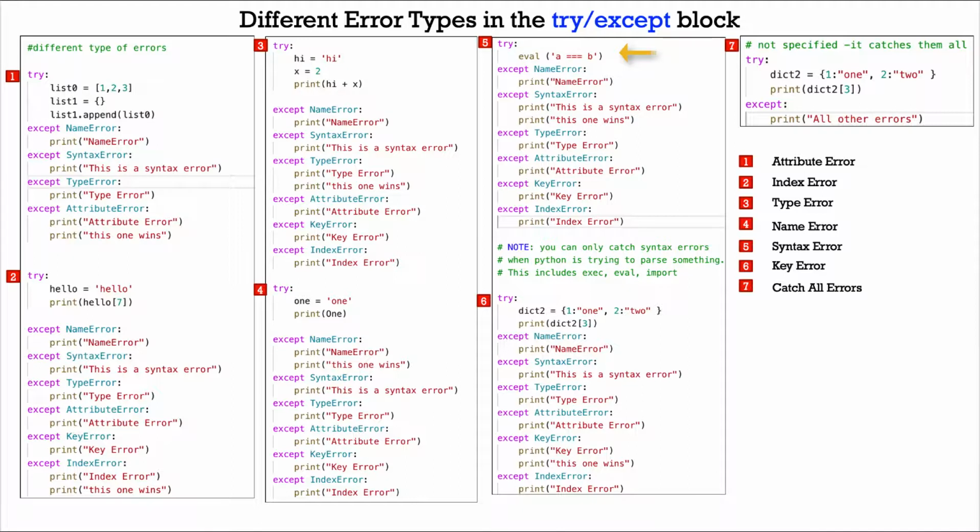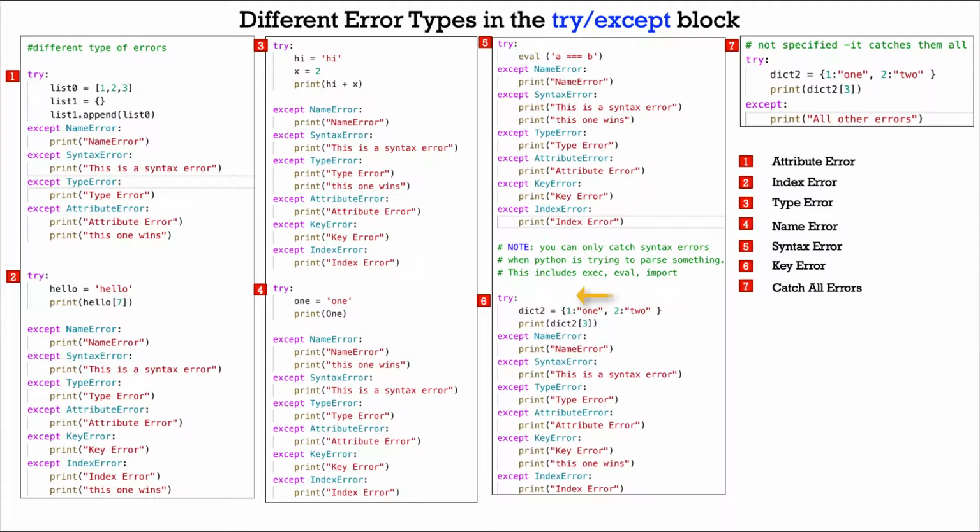5 is a syntax error. Eval A equals B. Well, this isn't JavaScript, so we can't use the 3 equal signs there. So this will fail on a syntax error. Note, it's very hard to trap a syntax error. You can only catch syntax errors when Python is trying to parse something. So if you purposely try to use this, there are 3 situations where you'll get it: using the exec, the eval, and the import statements.